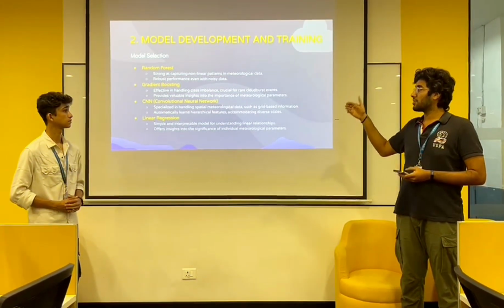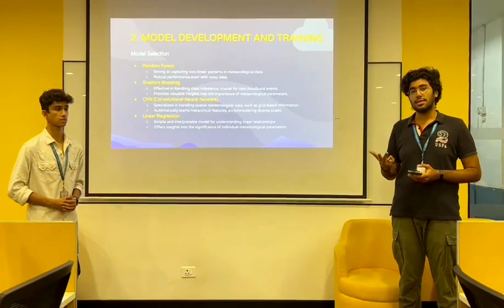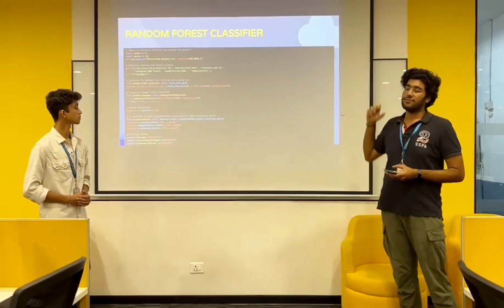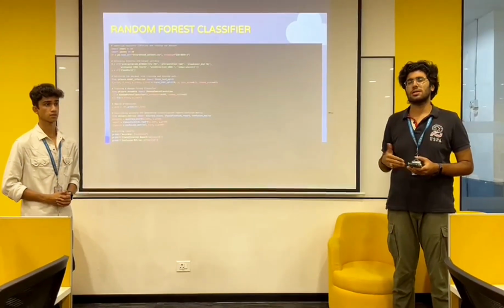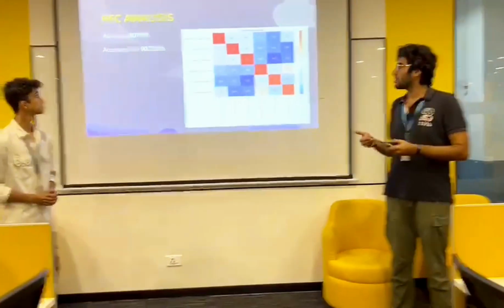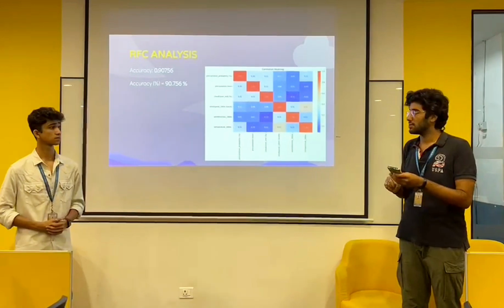Now moving on to the model development and the actual algorithms we are using. There are 4 types of algorithms that we are using: random forest, gradient boosting, CNN, and linear regression. This is a small snippet of the code of the random forest classifier. Random forest classifier is an ensemble-based learning method which uses multiple decision trees to make the prediction of our model. The accuracy that our model yielded was 90.756%.